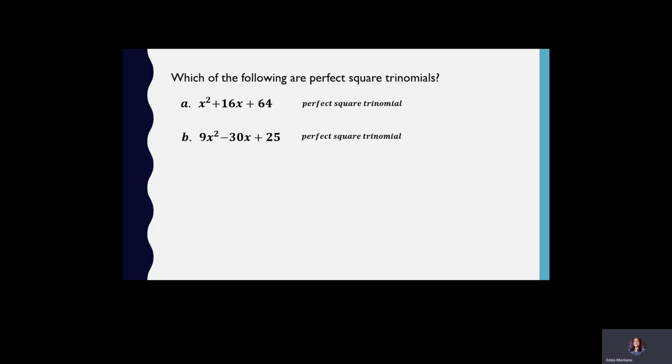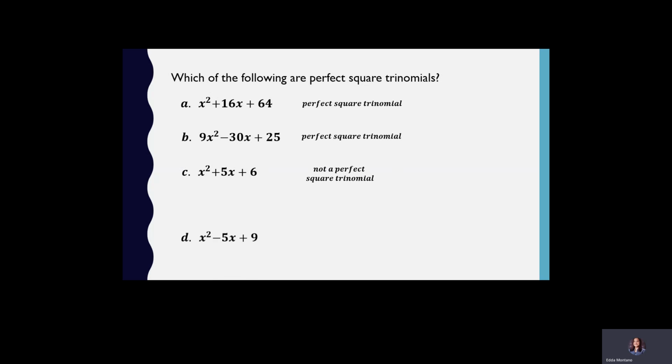Okay, let's have another example. How about this one? Let's check. x squared is a perfect square, but 6 is not a perfect square. So you don't need to check the middle term if that's the case. So this is not a perfect square trinomial.